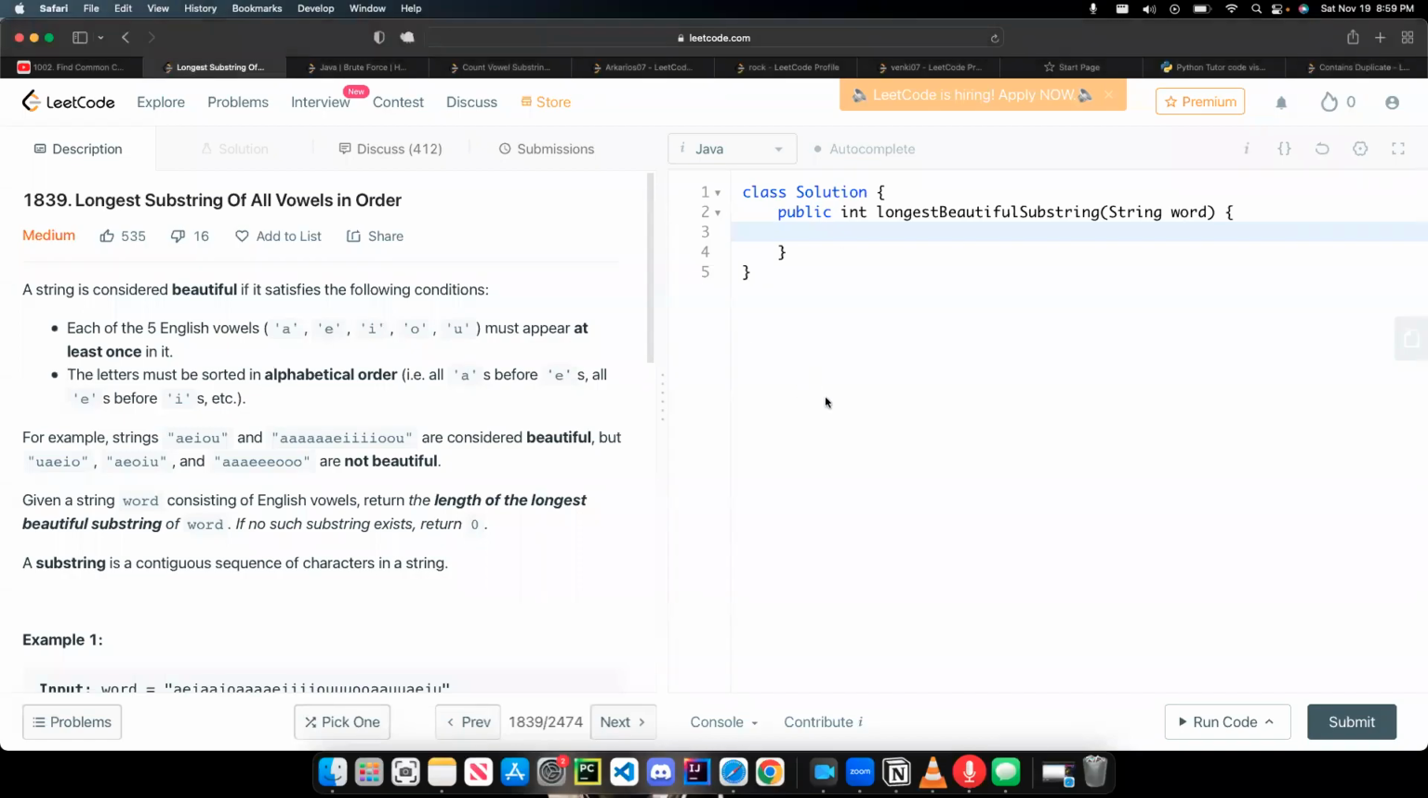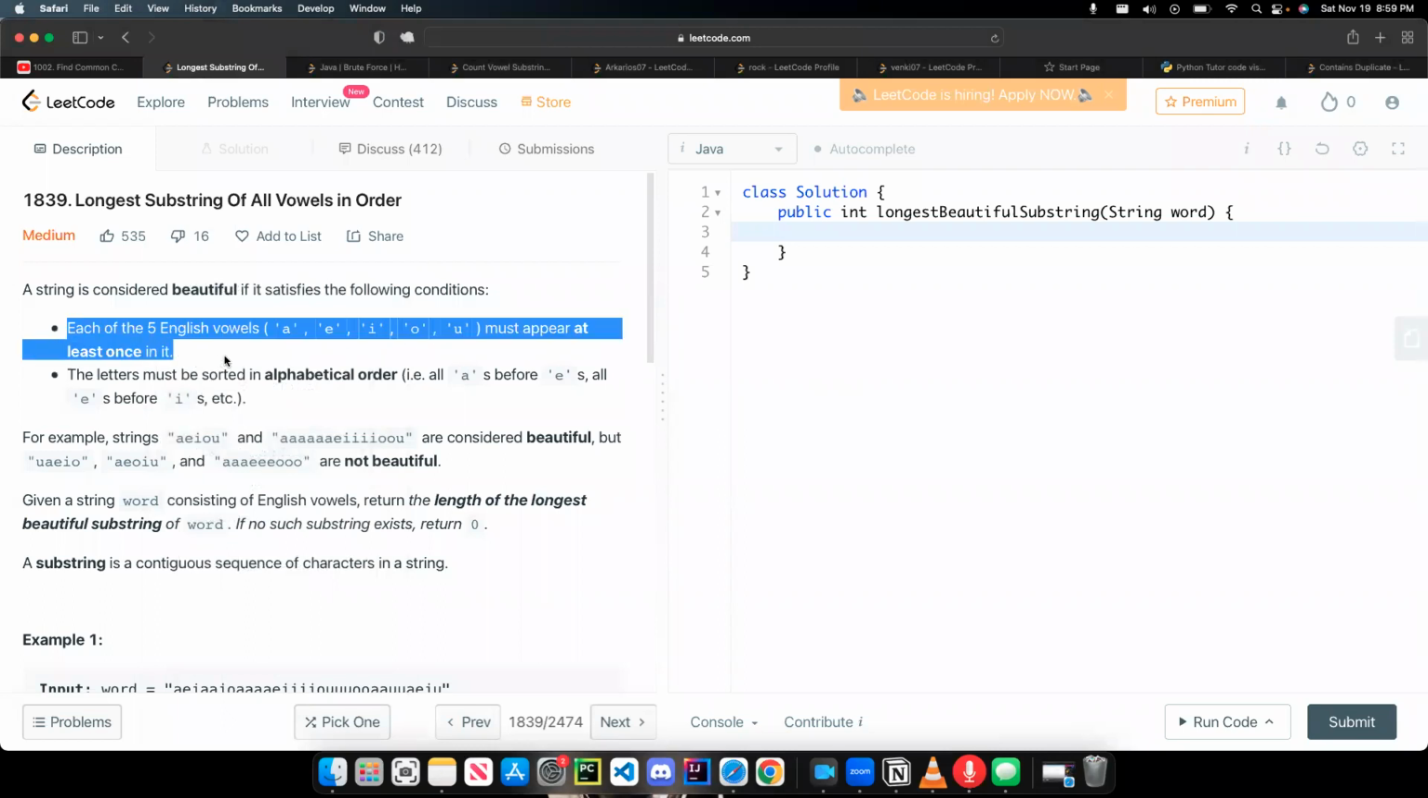Hi, welcome. I'd like to address LeetCode problem number 1839, longest substring of all vowels in order. This problem essentially proposes a classification of substrings that it's calling beautiful. And a substring is beautiful if basically two constraints are met.